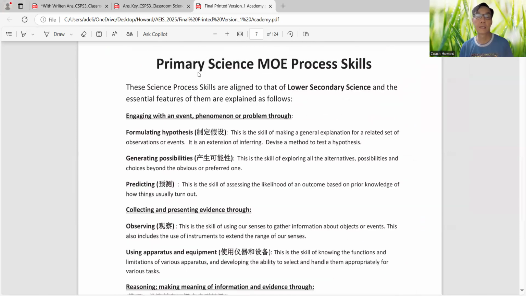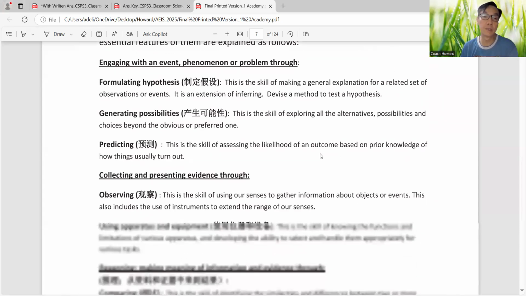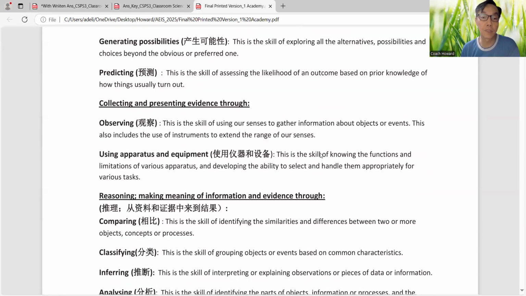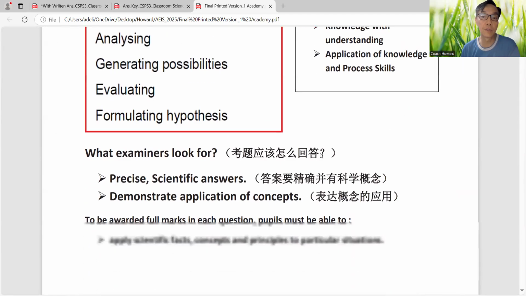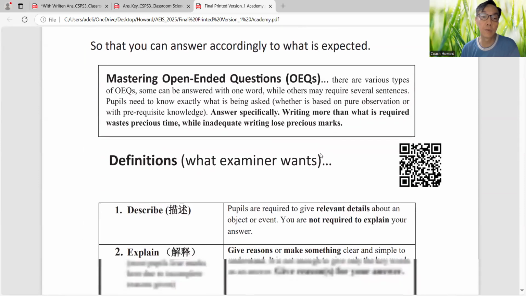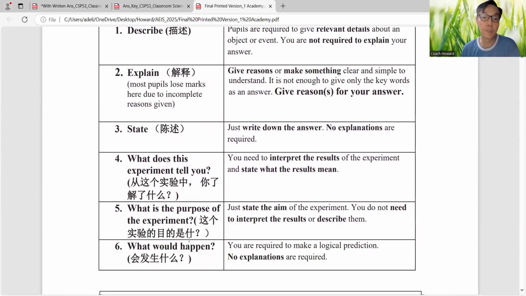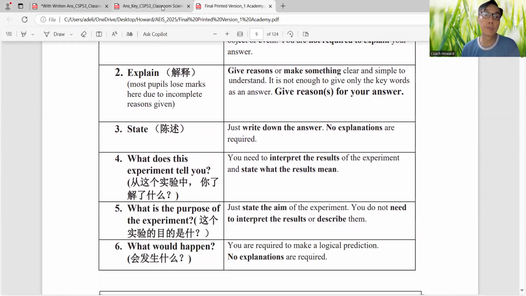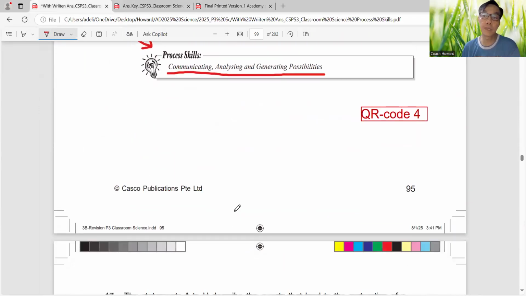So these are actually the primary science MOE process skills, which I published in my own book, which you can purchase online or through mail order. So these are the important parts where students need to develop the process skills. And further on, I continue to explain certain parts which are commonly tested. For example, describe, explain, state, what does this experiment tell you, what is the purpose of the experiment, and what would happen.